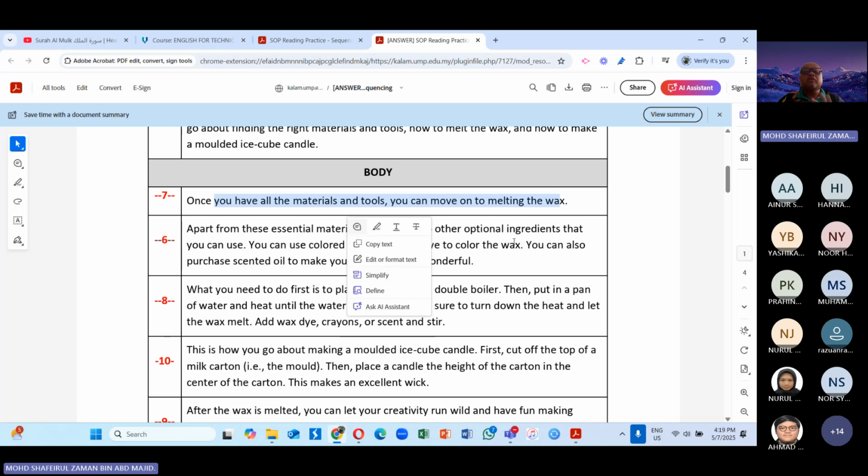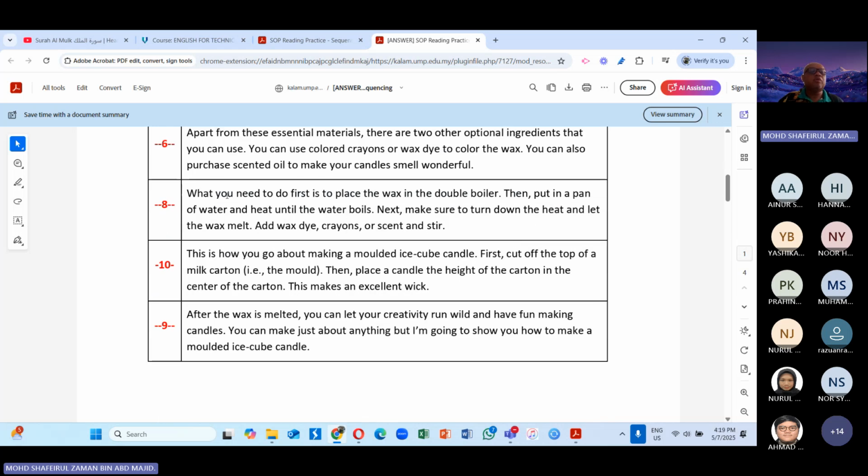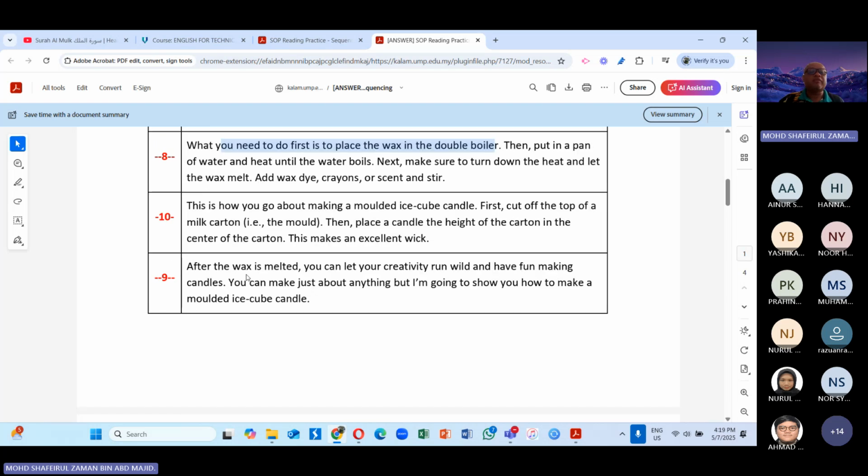So in order for you to melt the wax, what you need to do first is to place the wax in the double boiler. We know that you are going to melt the wax. So in order for you to melt the wax, of course, you need to have something to boil it, to dissolve it. Okay, so then you put in a pan, number 8. Okay, number 9, what happened after the wax is melted? So after the wax is melted, you can let your creativity run wild and have fun making candles.